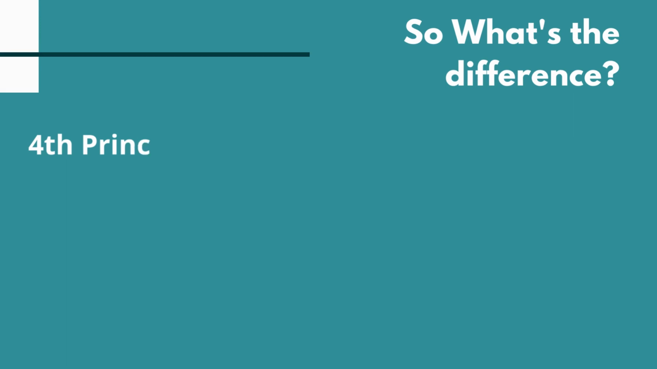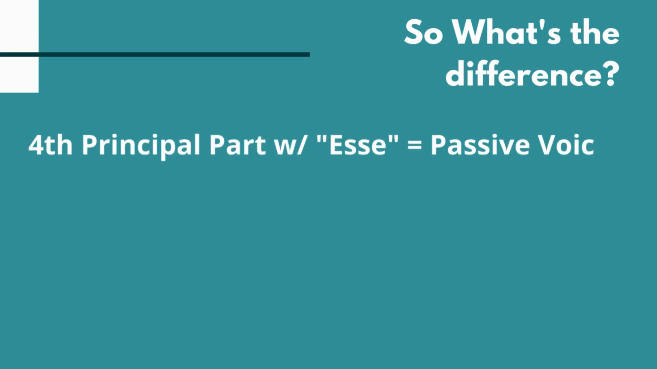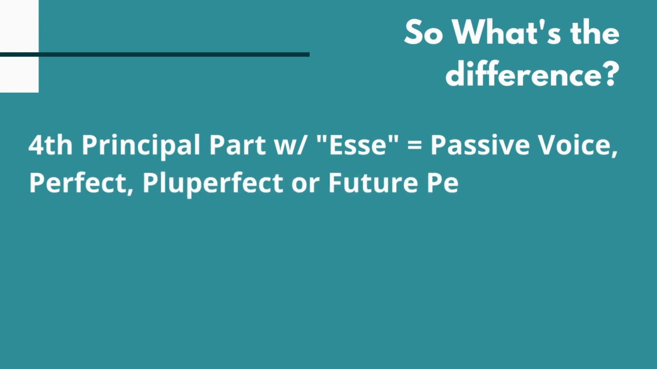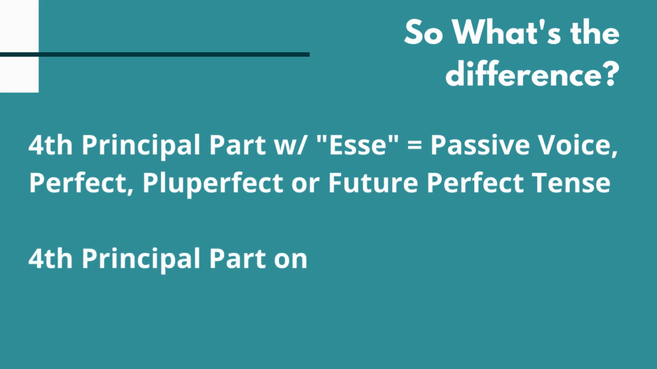But we can even think more critically about this. When you have the fourth principal part going with esse, the verb to be, that's when you're using the passive voice for perfect, pluperfect, and future perfect tense, right? That's what it is. It has to have esse going with it. That's what we did last chapter in chapter 32. When you have a fourth principal part on its own, it's a PPP. It's a perfect passive participle. So that's the difference, right?